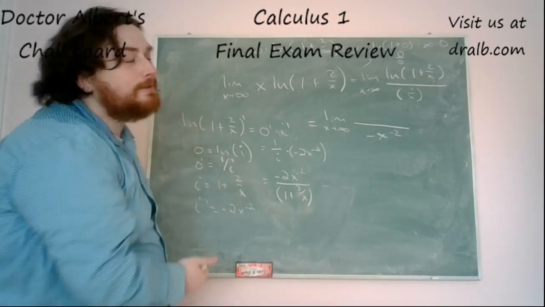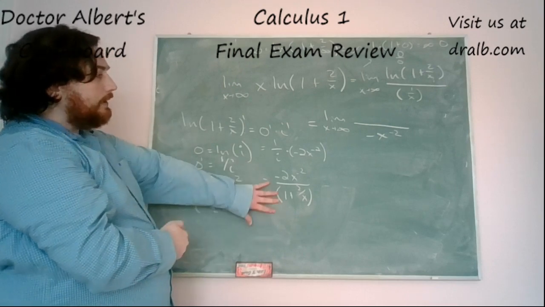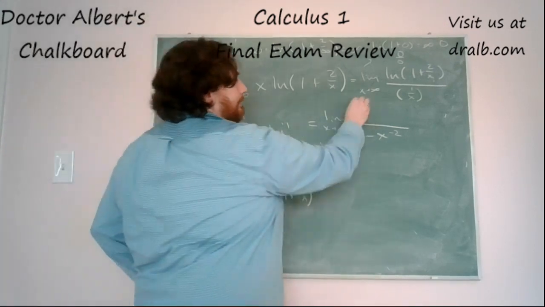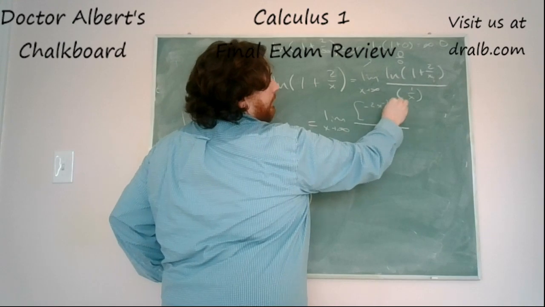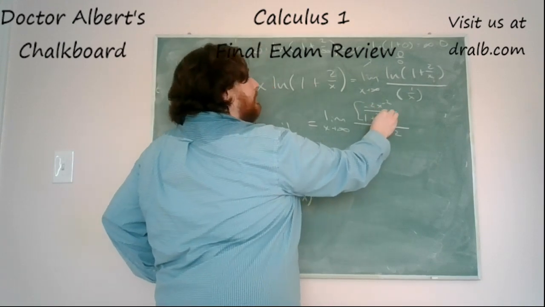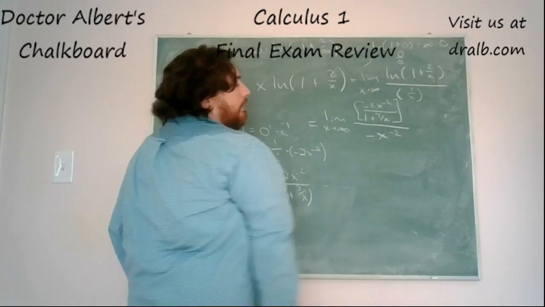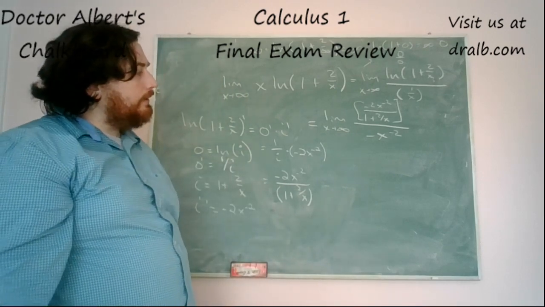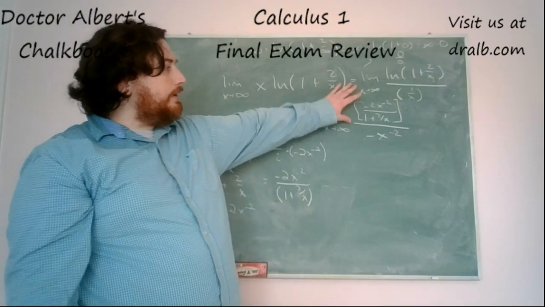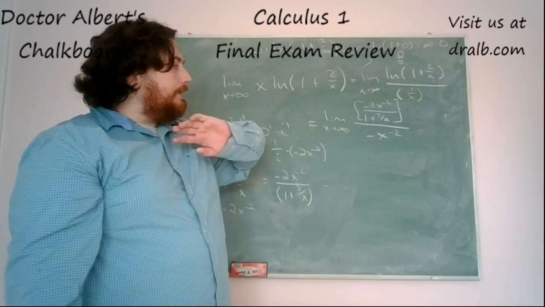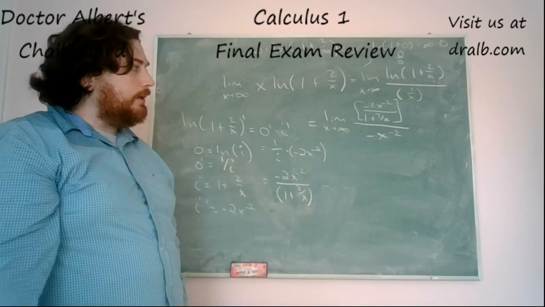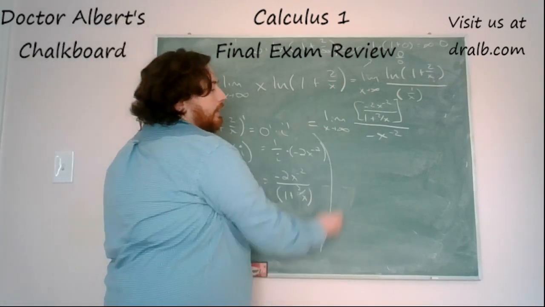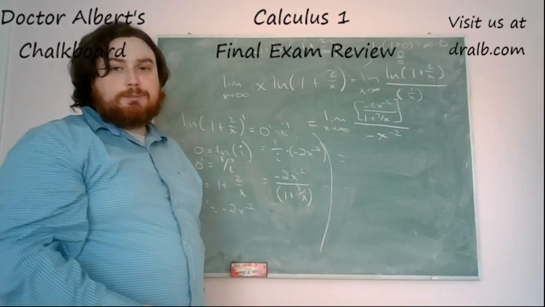Thank you, Mario. Alright, so if I put this all together, what I get is negative 2x to the negative 2 over 1 plus 2 over x over negative x to the negative 2. Now, if I actually plug in infinity again, I'm going to get 0 over 0 all over again, and I could use L'Hopital's rule again. However, before doing so, I do want to simplify this.